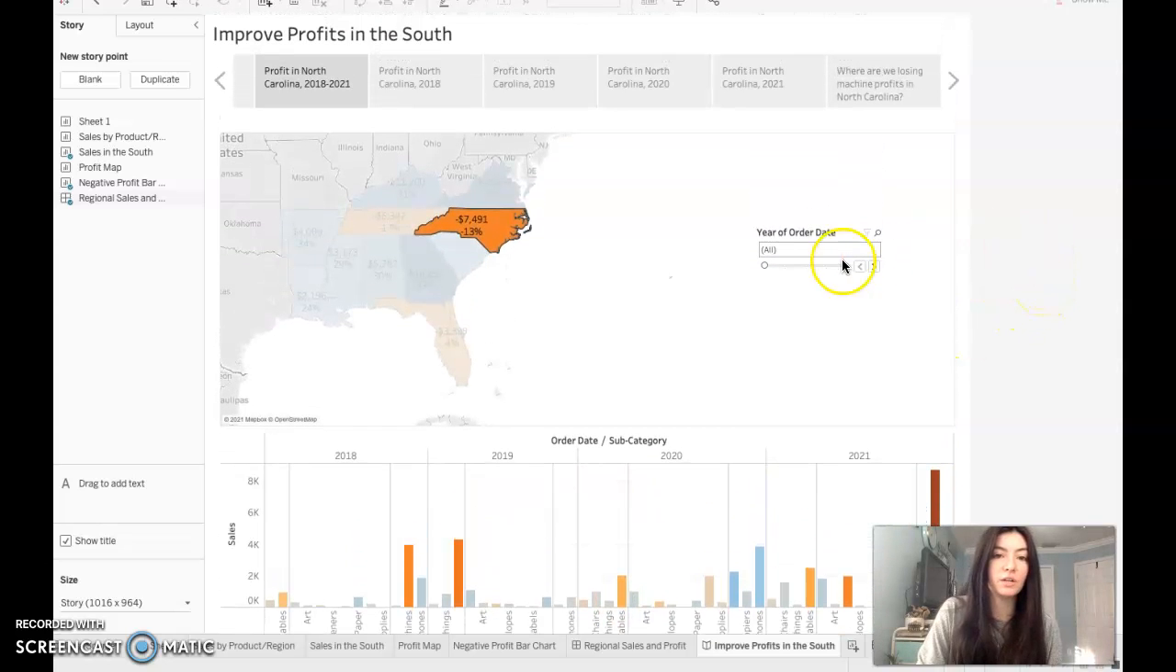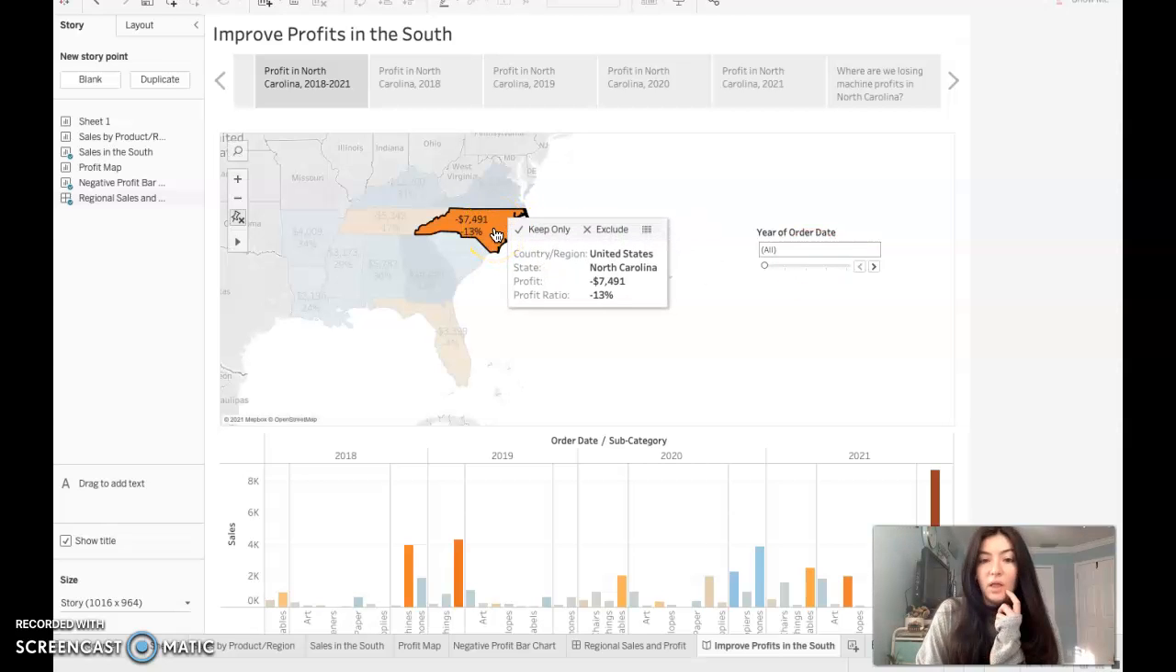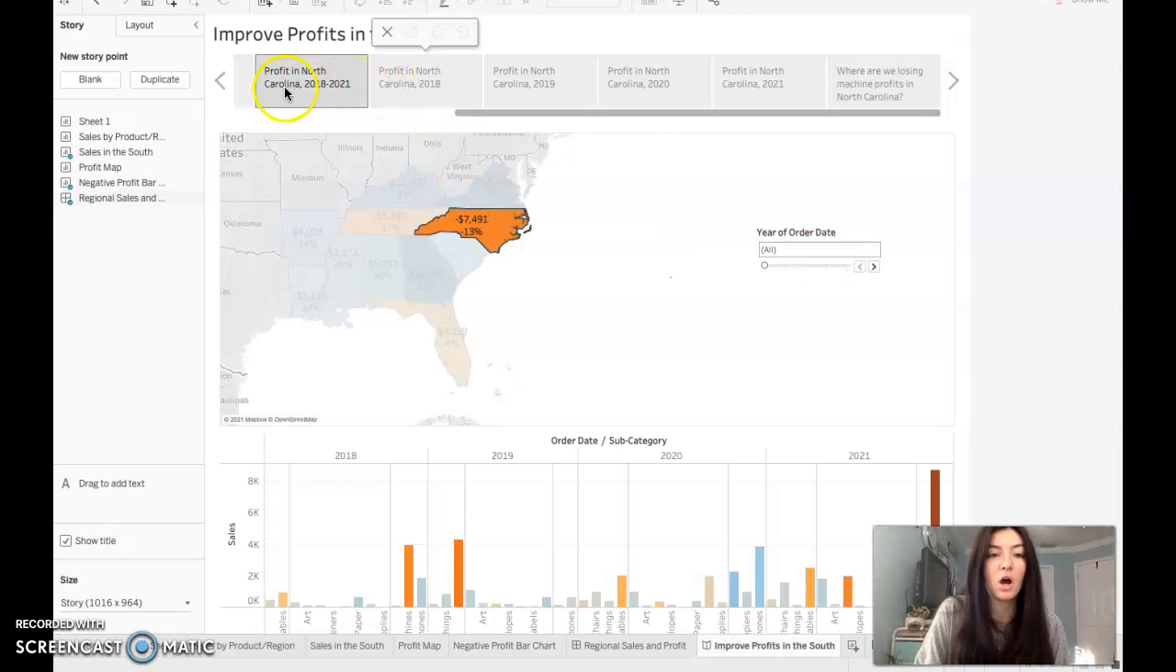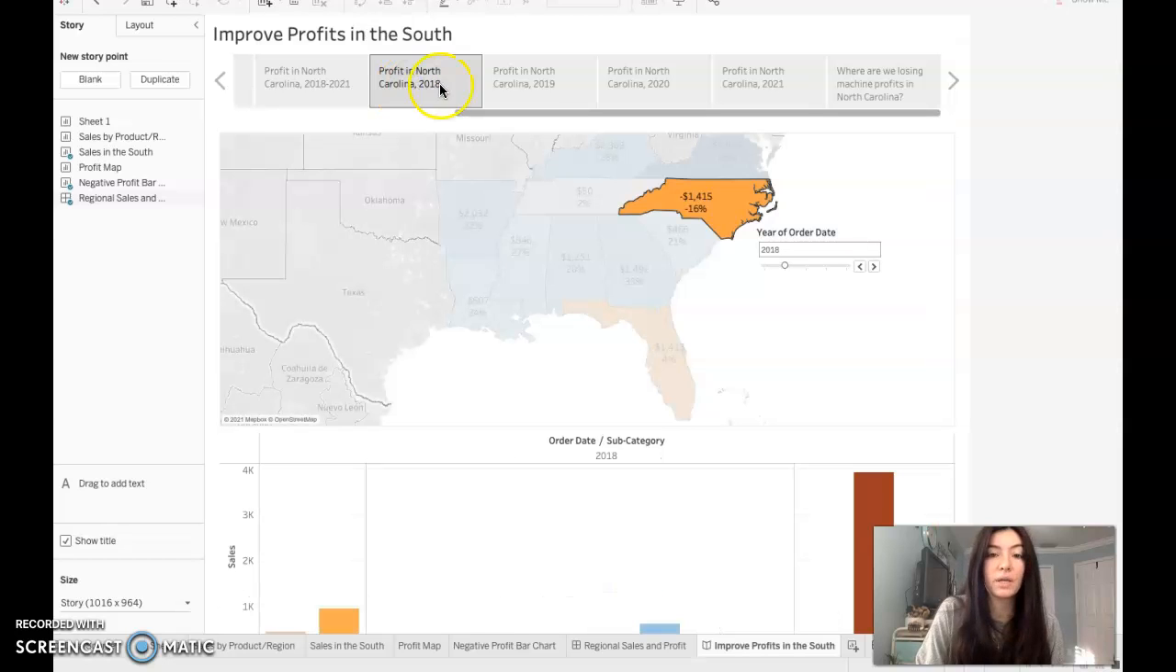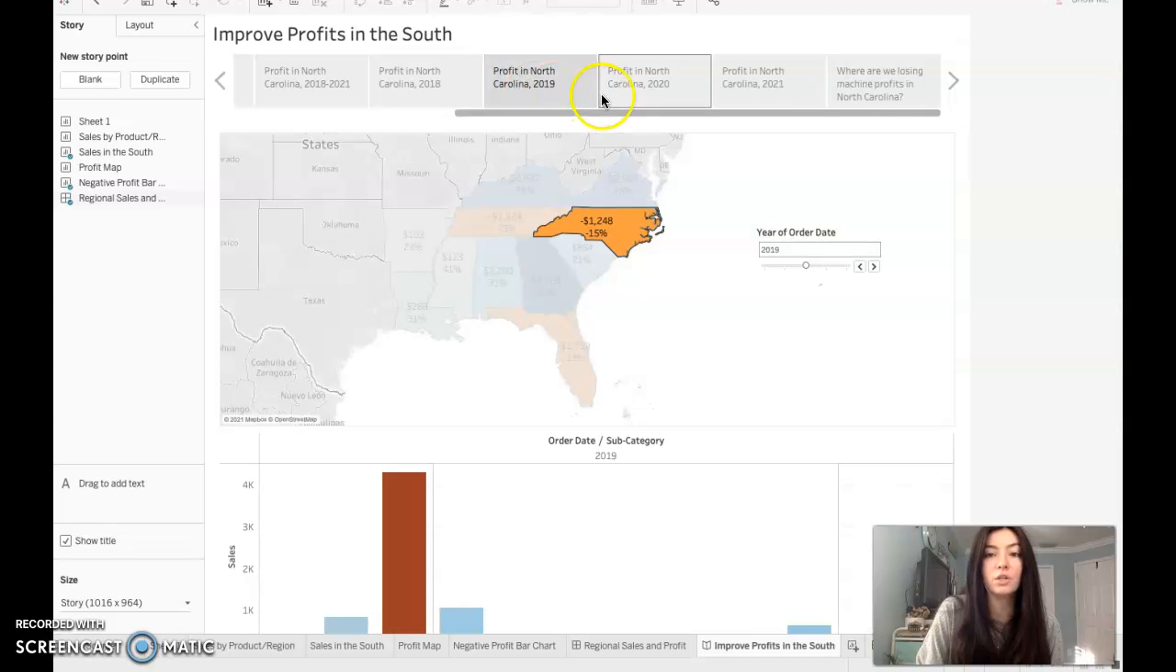And then the last visualization I'll be going over is this one, which is the improved profits, and this one's particularly talking about North Carolina. So up at the top you can see that these are the profits in North Carolina based upon each year. So if you click on here, you'll get just 2018, 2019, 2020, 2021.